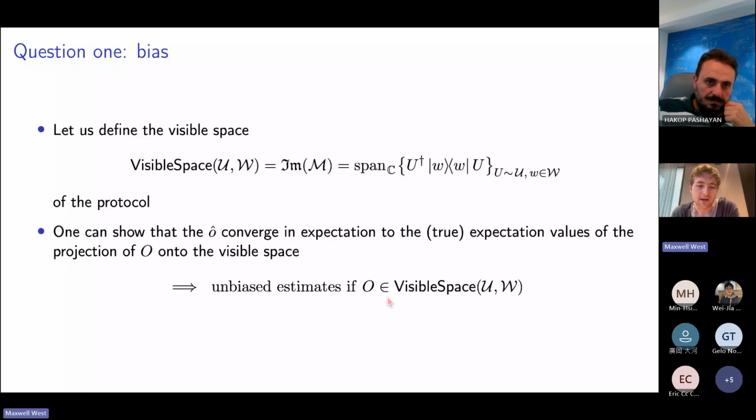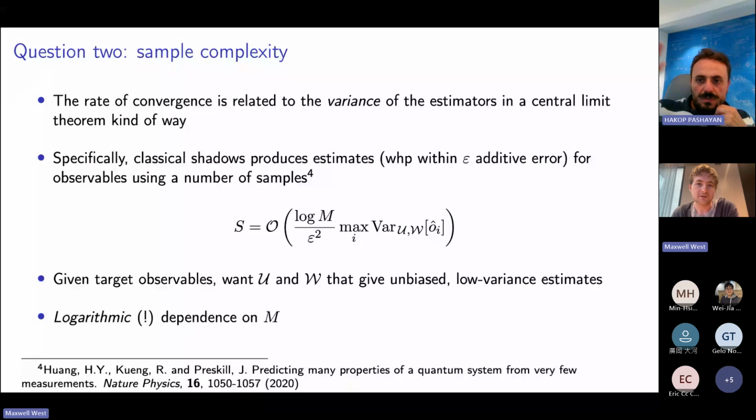But for now, the key running piece of information is that a classical shadows protocol is defined by these two choices. And what we've seen so far is that for specific choices, you may or may not be able to estimate given target observables.